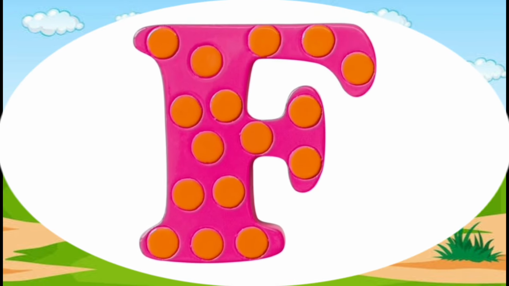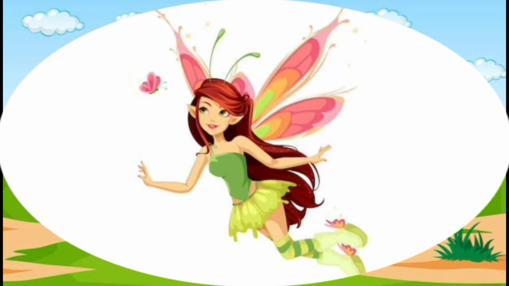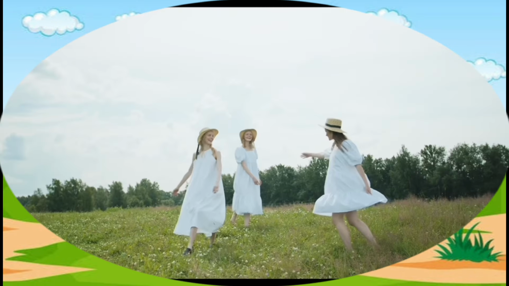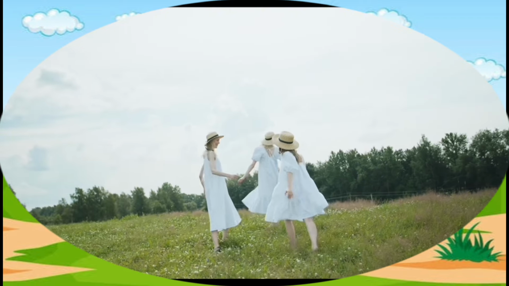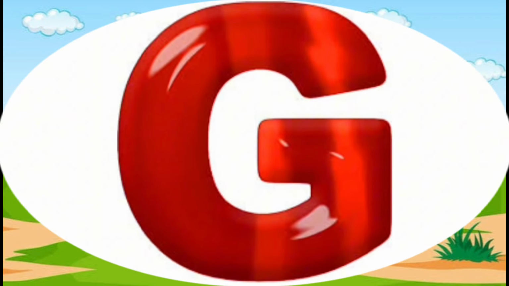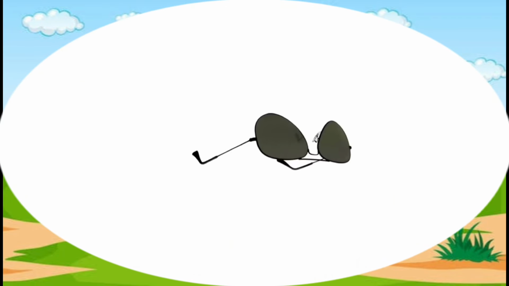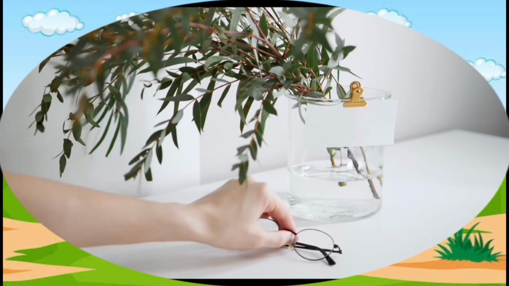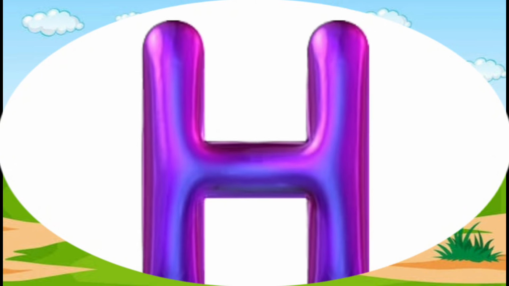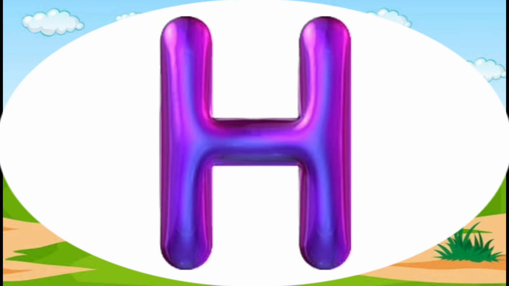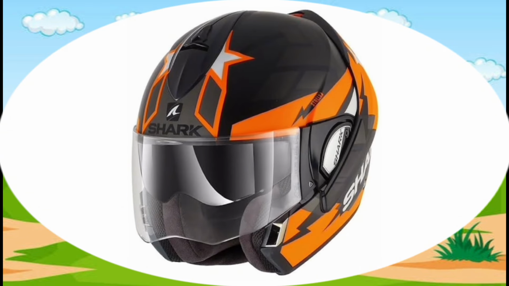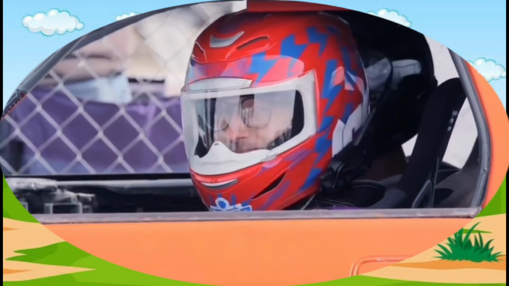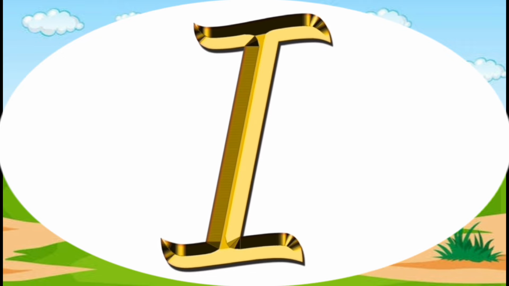F is for fairy. Fairy. Fairy. F. Fairy. G is for glasses. Glasses. Glasses. G. Glasses. H is for helmet. Helmet. Helmet. H. Helmet.